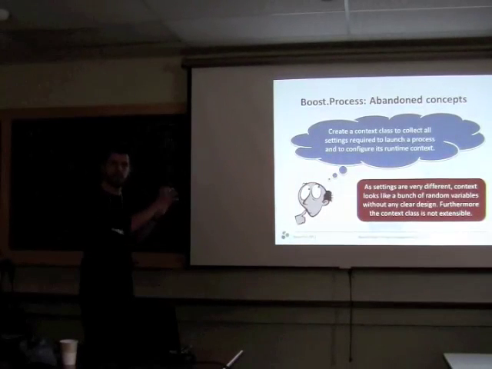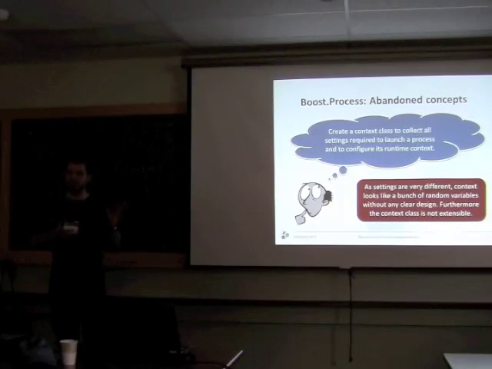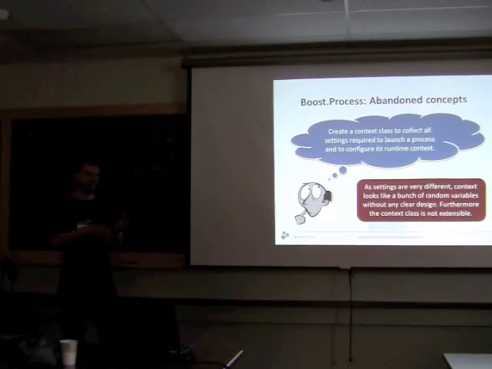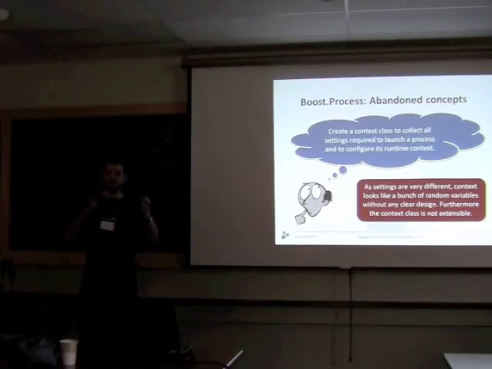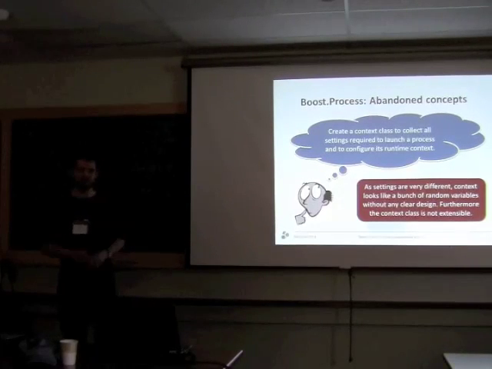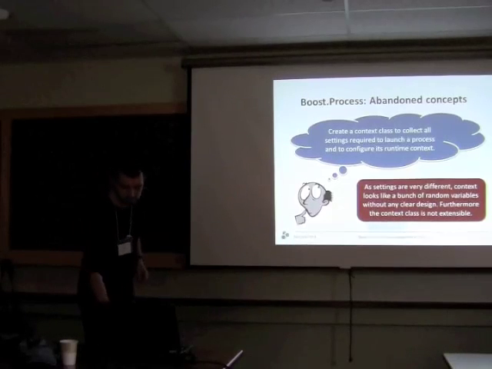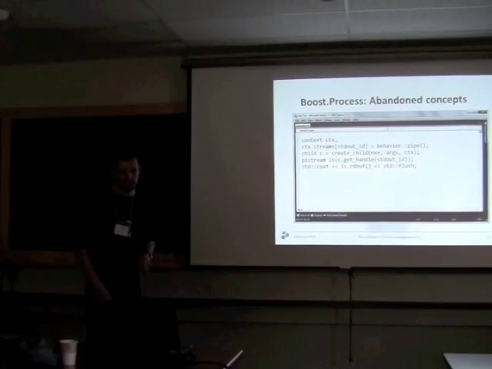I mean, this code all works. If you like, you can use the library. And yeah, I've seen open source projects using the code, but in the review, people said it doesn't look right. If you look at that context class, it's a bunch of variables which we just put there because we didn't know where else we should put them, but it doesn't look like there is a clear design.